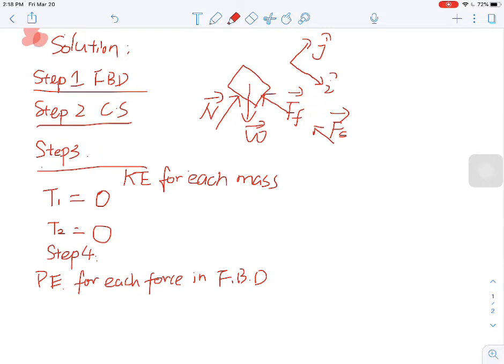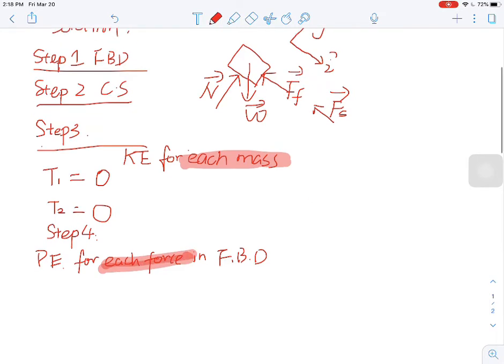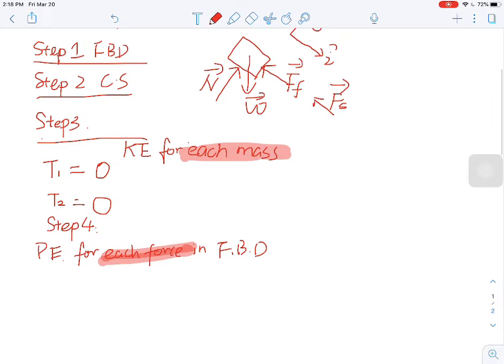Okay, so I want you to pay attention to the wording here. Kinetic energy is for each mass, and potential energy is for each force. Now let's go back to step 4. We need to find potential energy or work for each force. And how many forces do we have in our free body diagram? 1, 2, 3, 4. Four different forces.